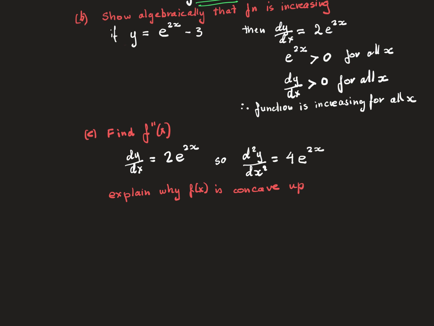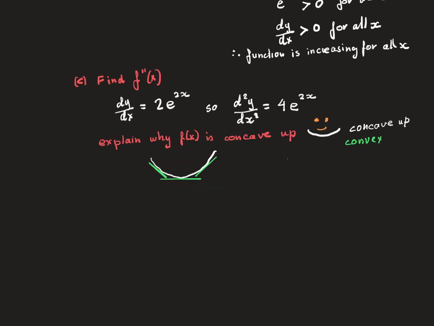Concave up is sometimes known as convex, and it basically means that the tangents are below, and therefore the slopes go from negative to positive, which means that the slope function is increasing when the second derivative is greater than 0, or you might say is positive.